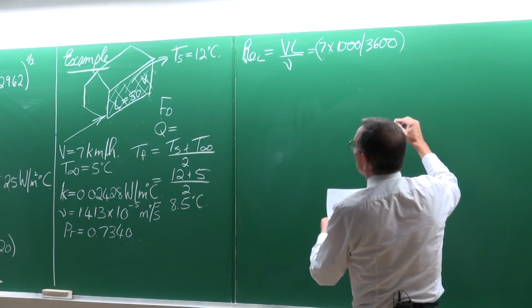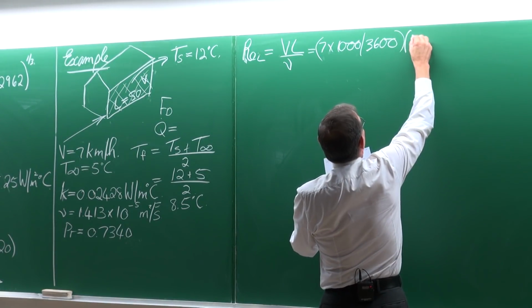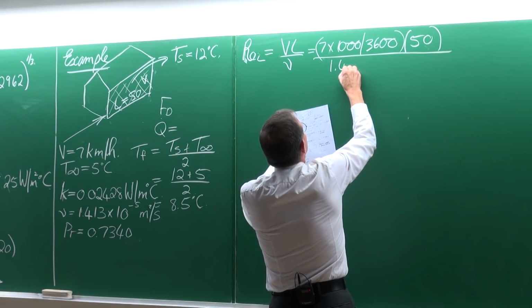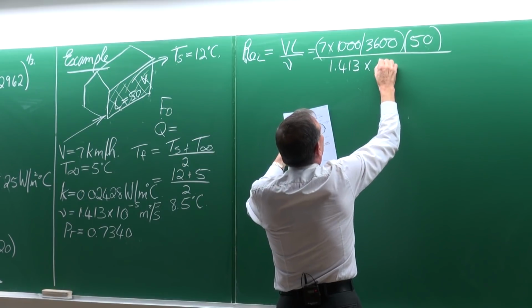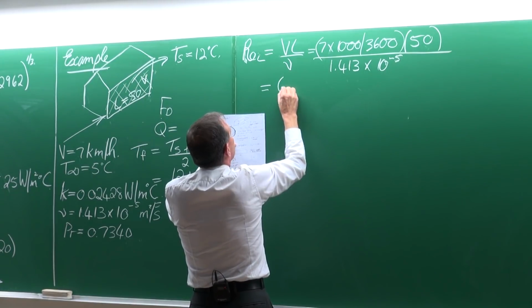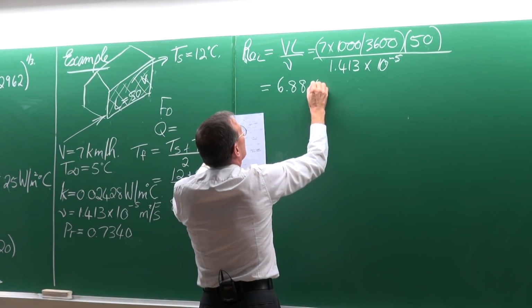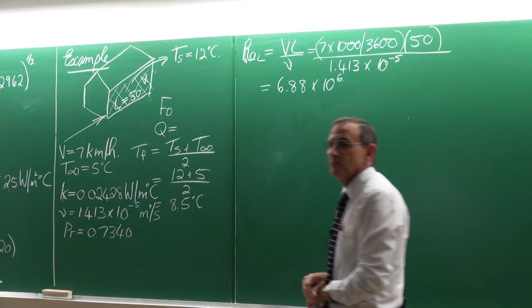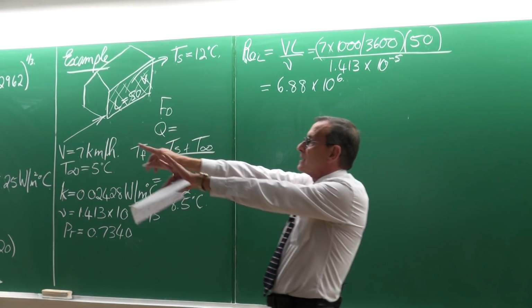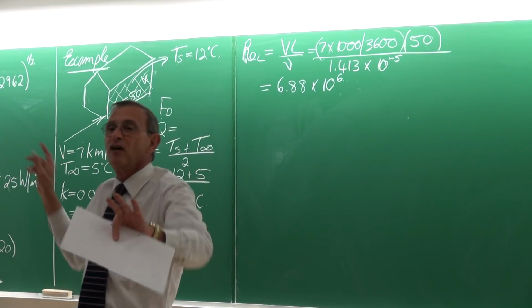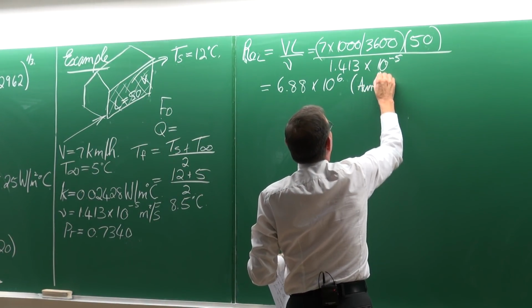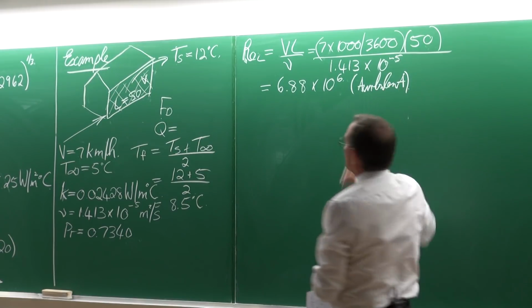Okay. Multiplied by the length, and in this case the length is quite long. It's 50 meters, divided by the kinematic viscosity 1.413 multiplied by 10 to the minus 5, and that would give us a Reynolds number of 6.88 multiplied by 10 to the 6. If we look at this Reynolds number and the critical Reynolds number, which is 5 multiplied by 10 to the 5, it is clear that the flow is turbulent.